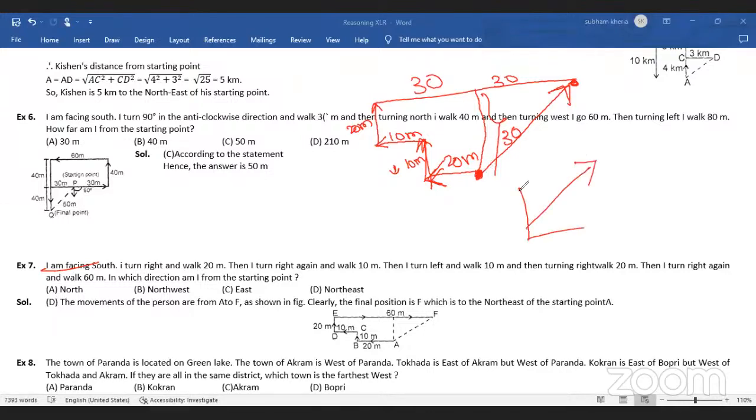Where does such a direction come? Look, where does such a direction come? North, east, northeast. Very good, Sakshi. Others understood? Yes or no? Tell me quickly, yes or no?